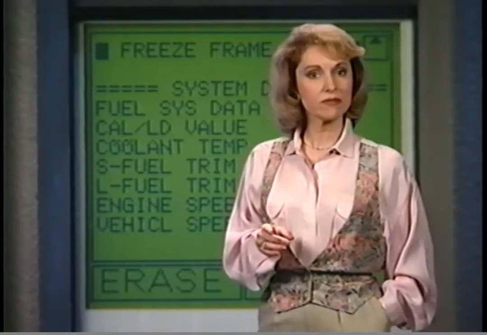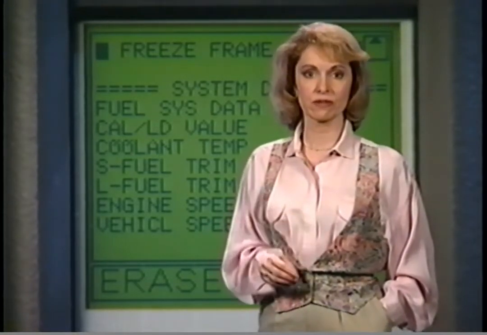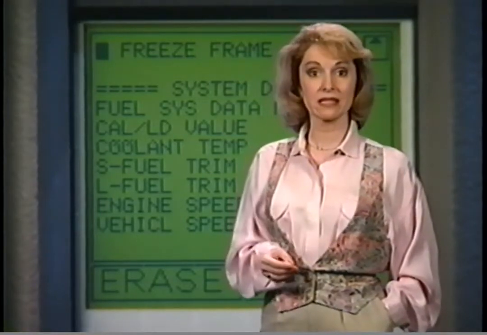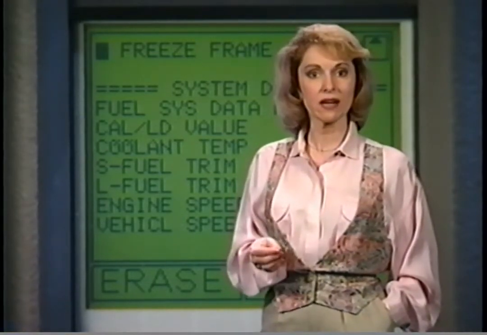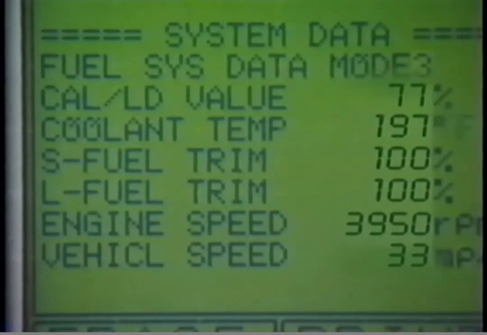Let's go back to freeze frame and see what it looks like. Remember, freeze frame data is the information recorded at the first occurrence of the malfunction. With this example, that point is where the MIL went from on to blinking. The fuel system data indicates the status of the fuel injection system. In this example, mode 3 means the engine was operating in open loop due to driving conditions.